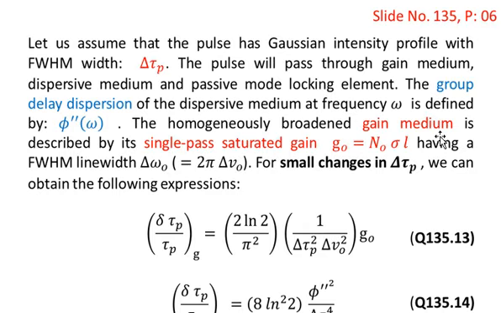The homogeneously broadened gain medium is described by its single pass saturated gain given by G naught equal to N naught times sigma times L, having a full width half maximum line width delta omega naught, where delta omega naught is defined as 2 pi times delta nu naught. So delta omega naught is the full width half maximum line width due to the gain of the gain medium, and this is in terms of the linear frequency delta nu naught. For small changes in delta tau p, we can obtain the following expressions.